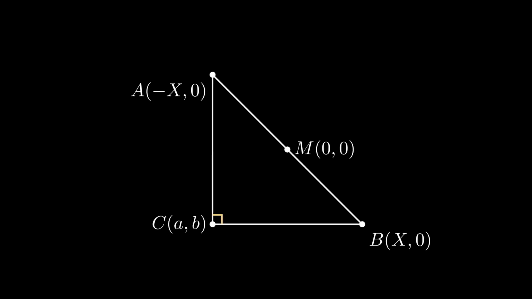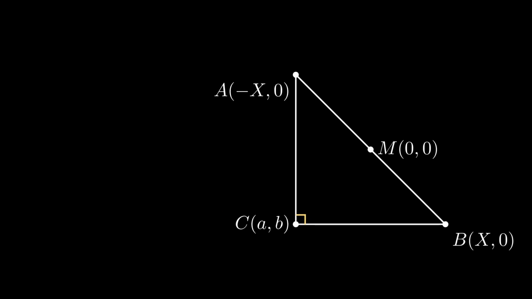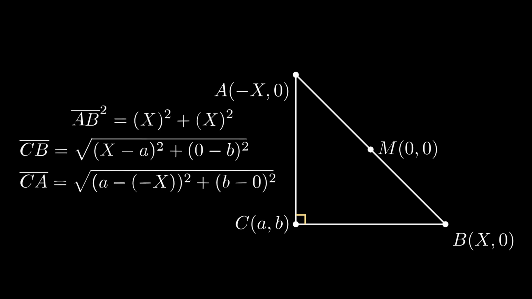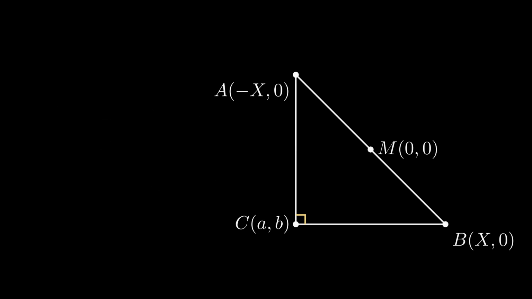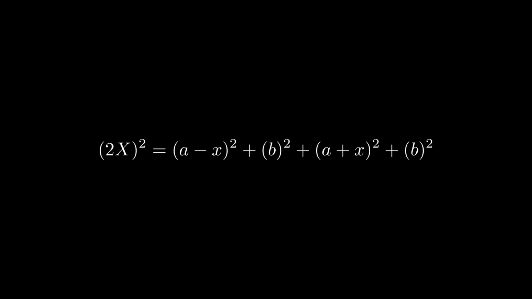In each case, we see that our diameter is the hypotenuse with its midpoint being the origin. By the distance formula, we get the squared value of each side. By applying Pythagoras theorem, we see that each side simplifies to a final equation.